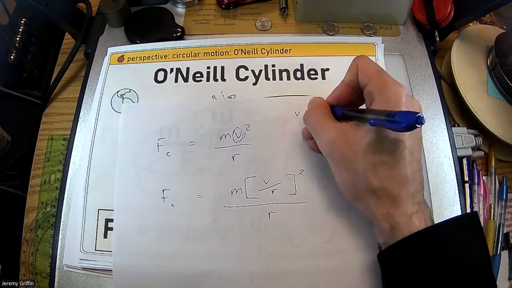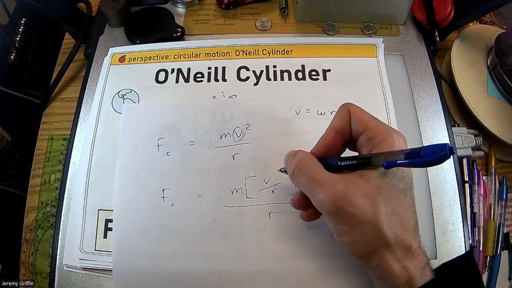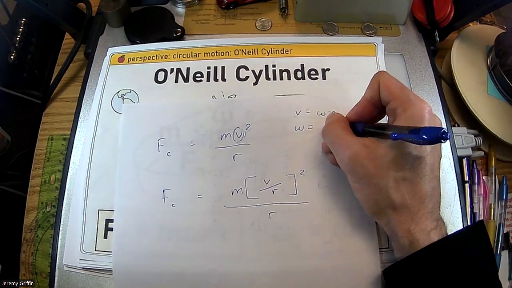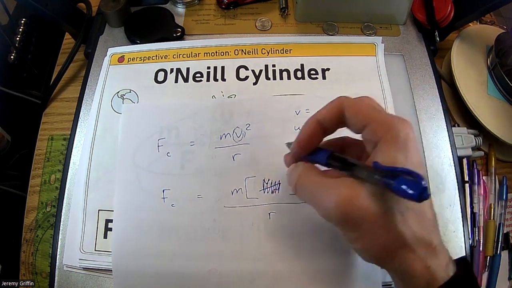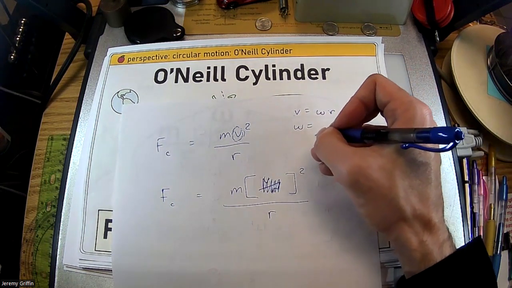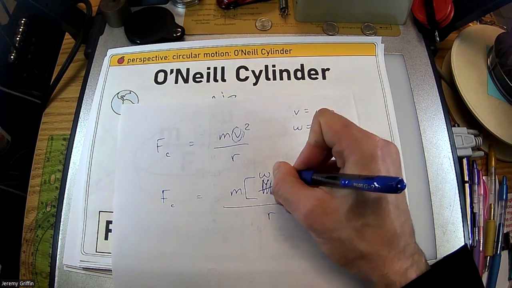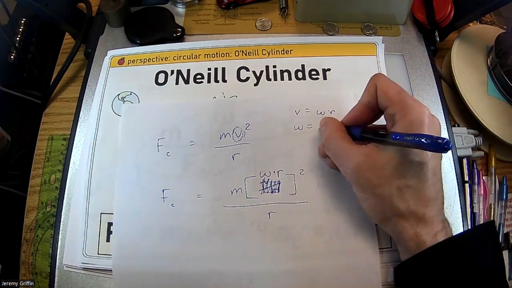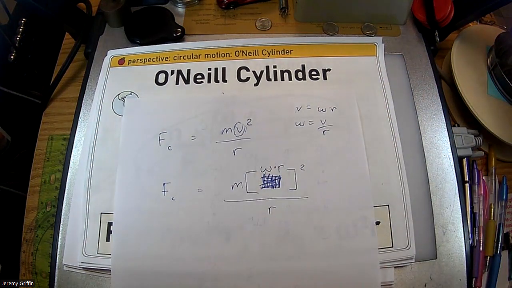So v equals omega times r. Scratch that, I'm being silly. Hold on. I meant to do omega times r, because that's the same thing. So omega is v over r. I'm thinking backwards here. Okay, is that all right?